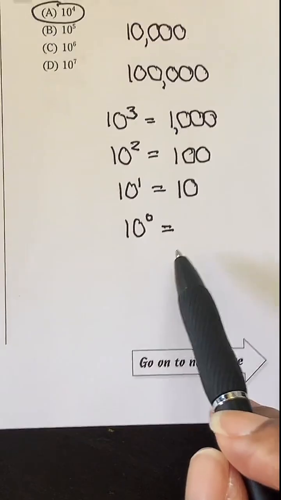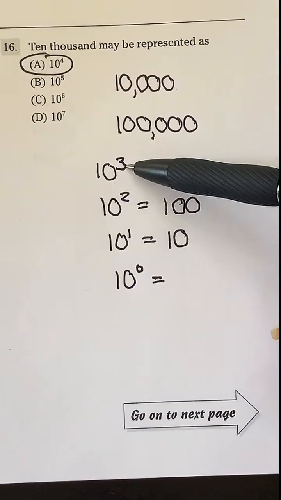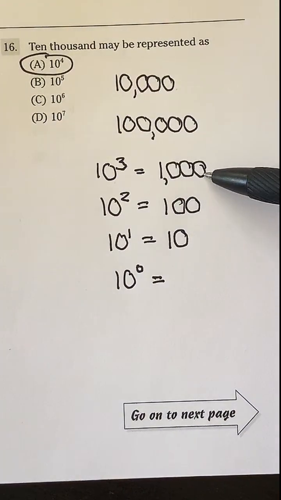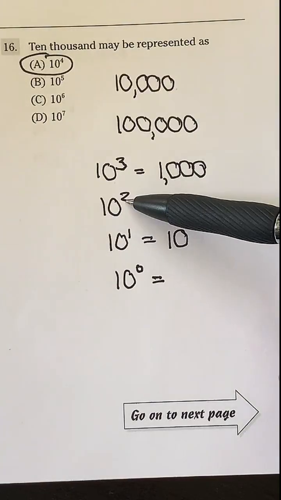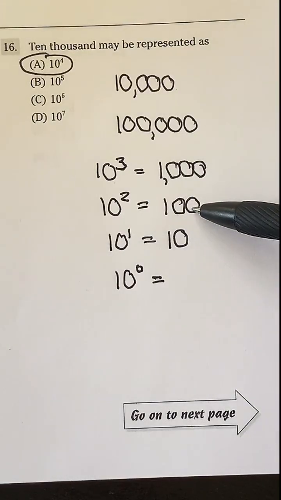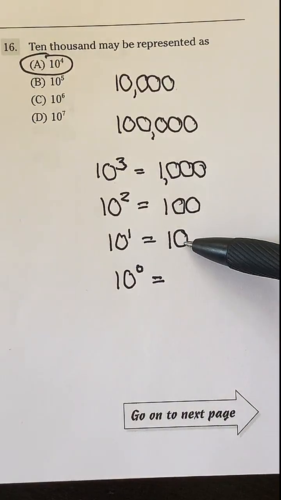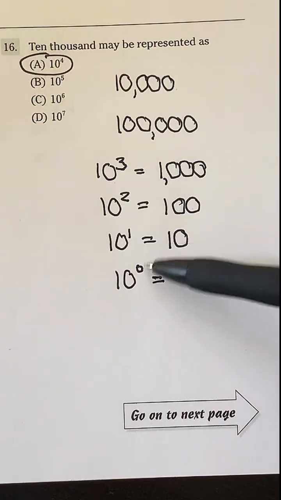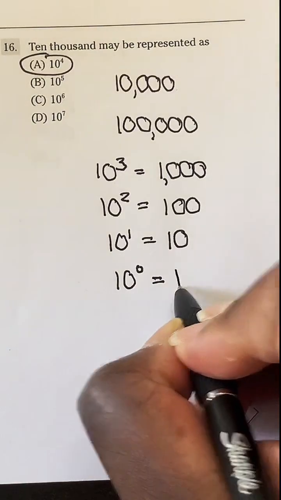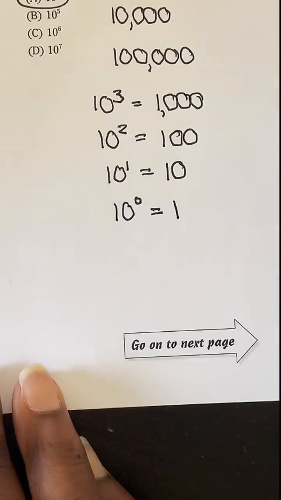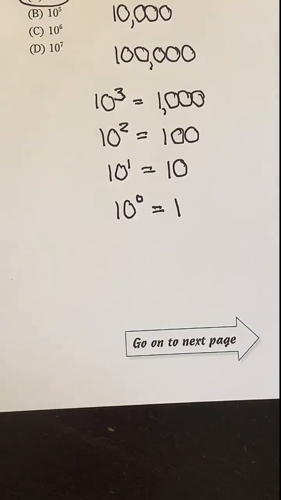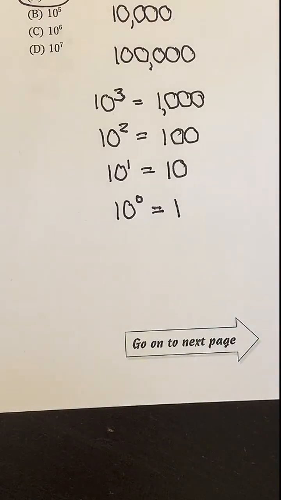Now, remember what I said. 10 to the 3rd power gave me 3 zeros. 10 to the 2nd power gave me 2 zeros. 10 to the 1st power gave me 1 zero. So 10 to the 0 power is going to give me no zeros. Anything raised to the 0 power is 1.